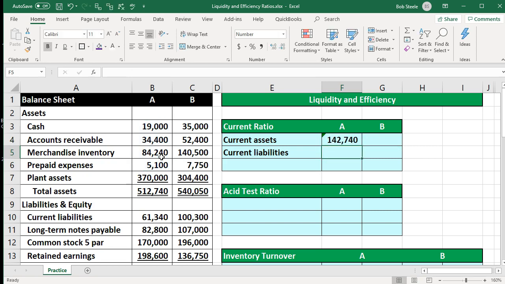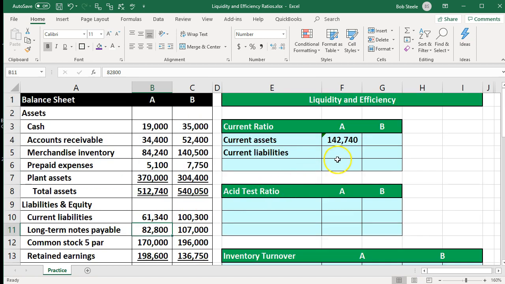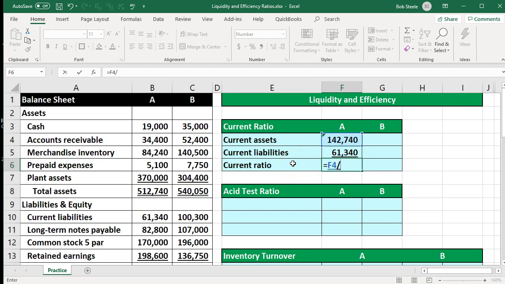And then on the liabilities, we want the current liabilities. That includes what we have grouped here as current liabilities as opposed to the long-term liabilities. So we're just going to say this is equal to the current liabilities. And then we can do our ratio, which is going to be the current ratio, dividing this out. It is equal to the 142,740 divided by the 61,340, and that's going to give us our 2.3. Then we're going to compare that to B over here.